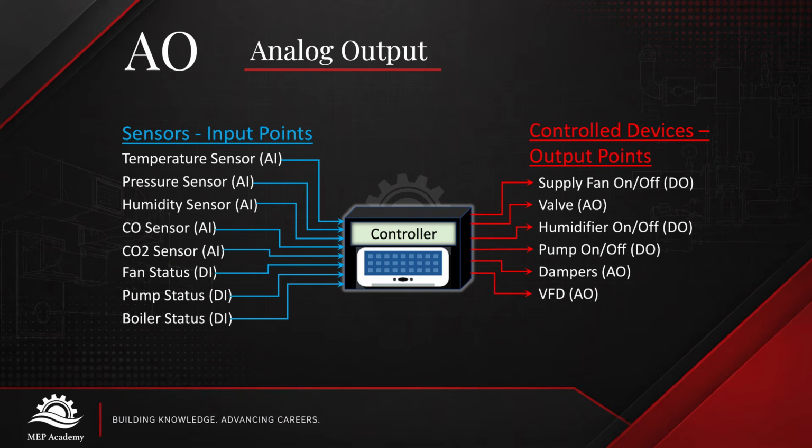Number 39. AO, Analog Output. An analog output is a variable signal sent from a controller to a device. It's commonly used to modulate control valves, dampers, and variable frequency drives rather than simply turning them on or off.